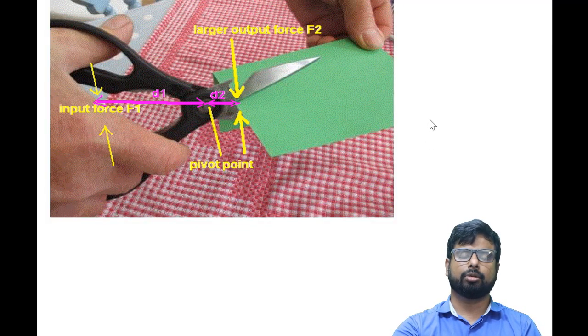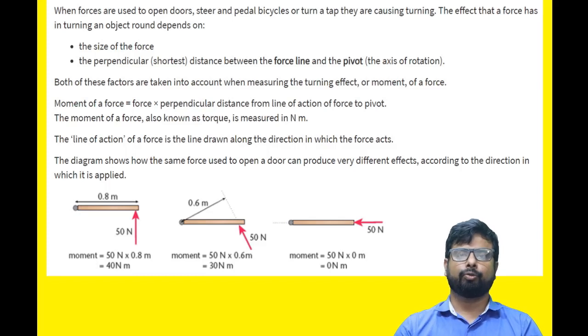Look at the diagram here. We use different types of moments in our daily life. When forces are used to open doors, steer or pedal a bicycle, or turn a tap, they are using the turning effect of force. The effect that a force has in turning an object round depends on the size of the force and the perpendicular or shortest distance between the force line and the pivot.